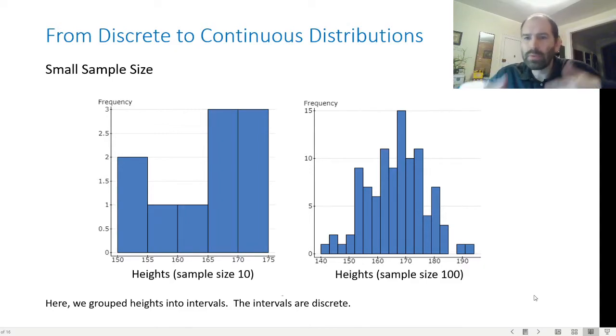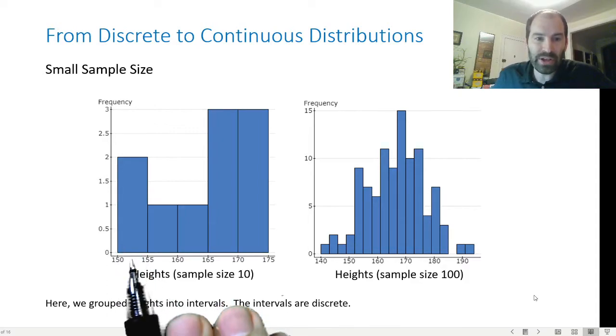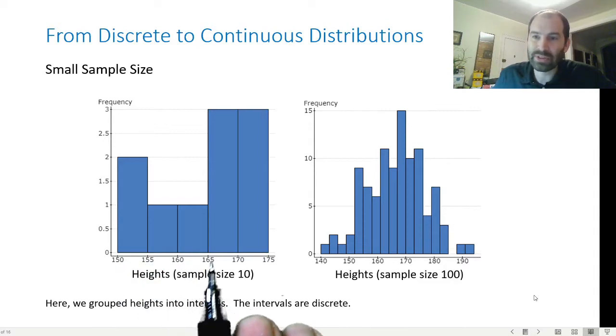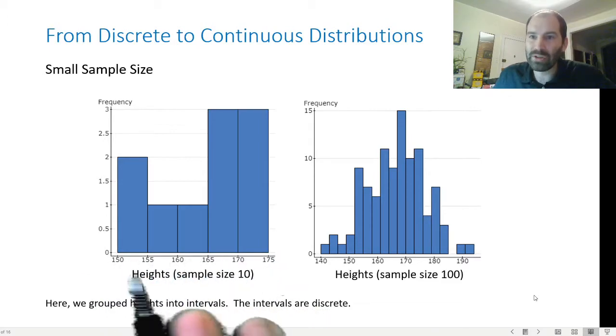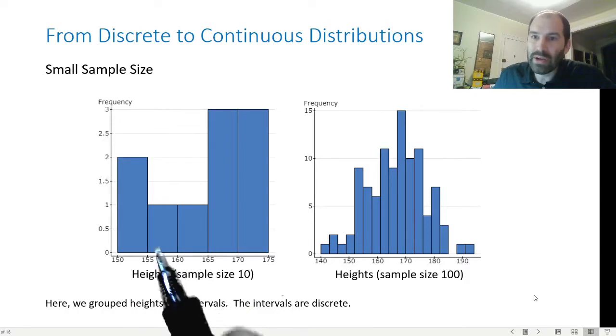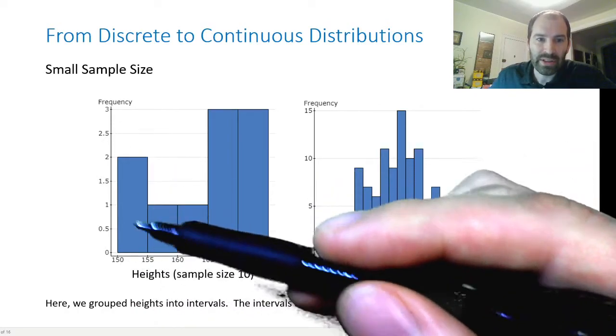How do you get to a continuous random variable? Well, here's an example where we are going to look at, say, heights in centimeters of a group of randomly selected adults. Okay, and so what I'm going to do is I'm going to group those heights into intervals. So the first interval I'm looking at is 150 to 155, 155 to 160, then 160 to 165, etc. So I've grouped the heights into these intervals. And I'm just looking at the number of adults in these intervals.